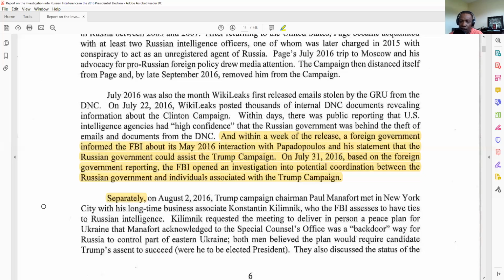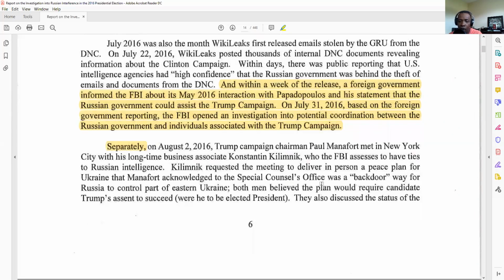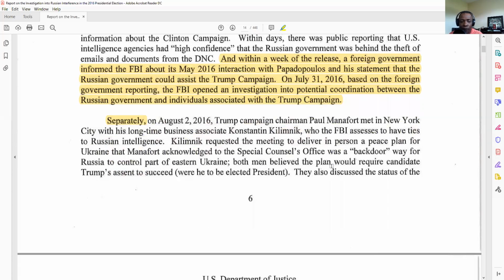Okay, so that's how this investigation started. You're going to hear a lot of news about how it got started. In fact, there might be investigations about the investigation. So we're going to continue reading.